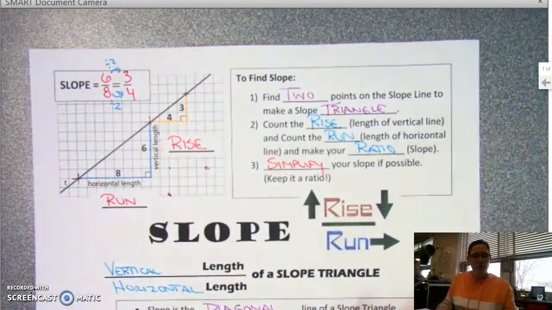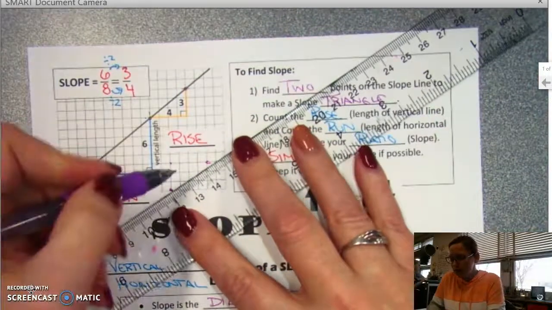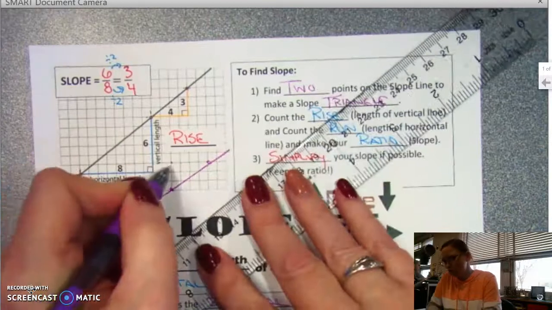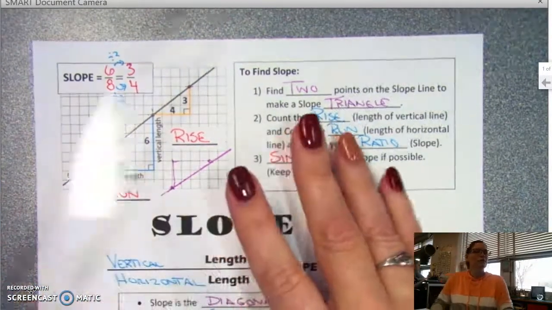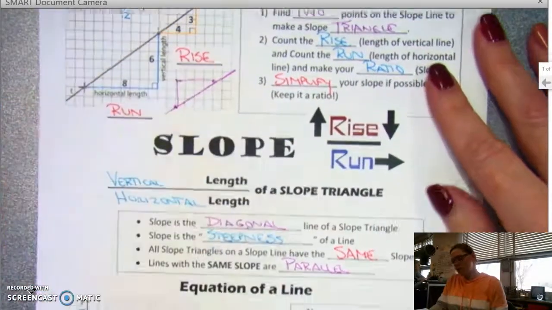And if I was to make this line, you could actually see, oopsie, I'm a little bit off here. But you could see that this line would be parallel to that line. So that's what we're talking about. Same slope lines would also be parallel to each other.